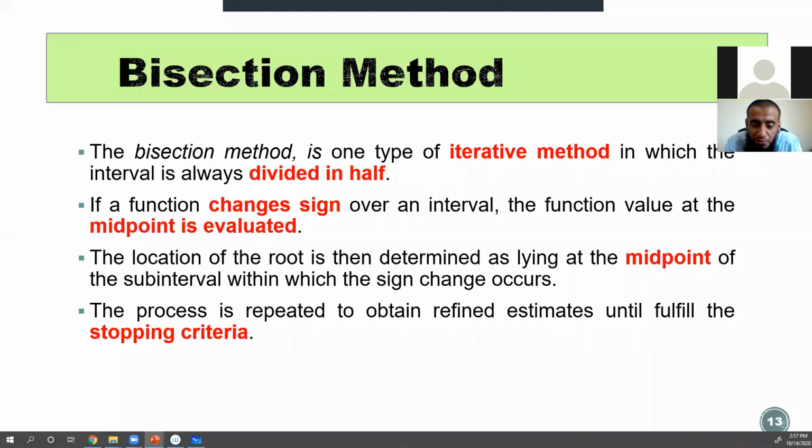Itu saja untuk intermediate value theorem. Okay, so now we will cover the bisection.